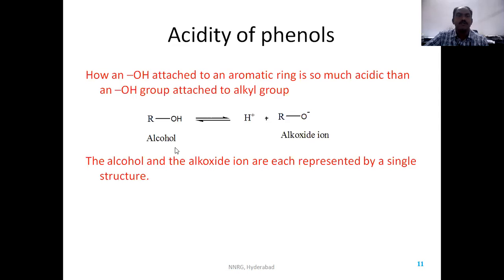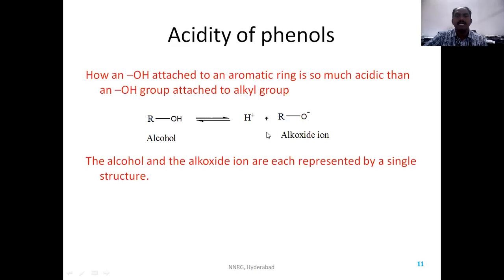Why is it so? When you see the resonance hybrid structures, then we'll know why phenols are more acidic in nature. If you see the alcohol ROH, when it undergoes ionization, it gives an alkoxide ion. So here the delocalization is not there. Only one single structure is formed.